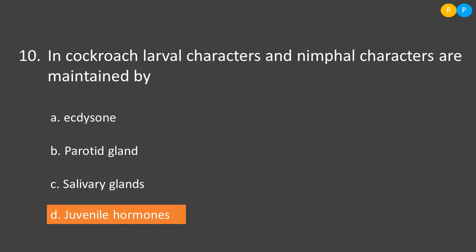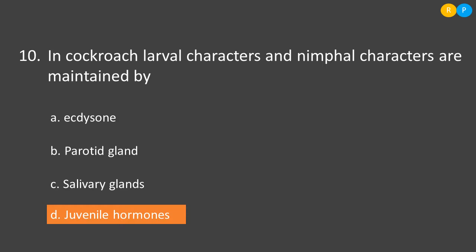Is the 10th question. In cockroach, larval characters and nymphal characters are maintained by. In each organism, at different levels, the body releases different kinds of hormones. These hormones are chemicals. They maintain that particular stage. For example, aging in the body is maintained by some hormones, and maturity is maintained by some hormones. In the juvenile stage, growth hormones are released. Like that, in each stage, the animal body secretes different kinds of hormones to maintain that particular stage. So in cockroach also, in each of these stages, the animal body releases some kinds of hormones. Clear?